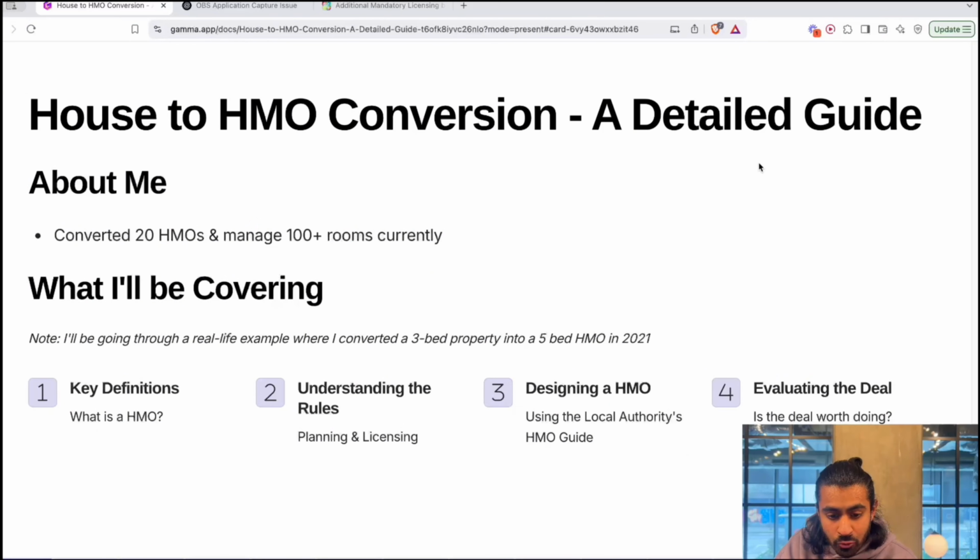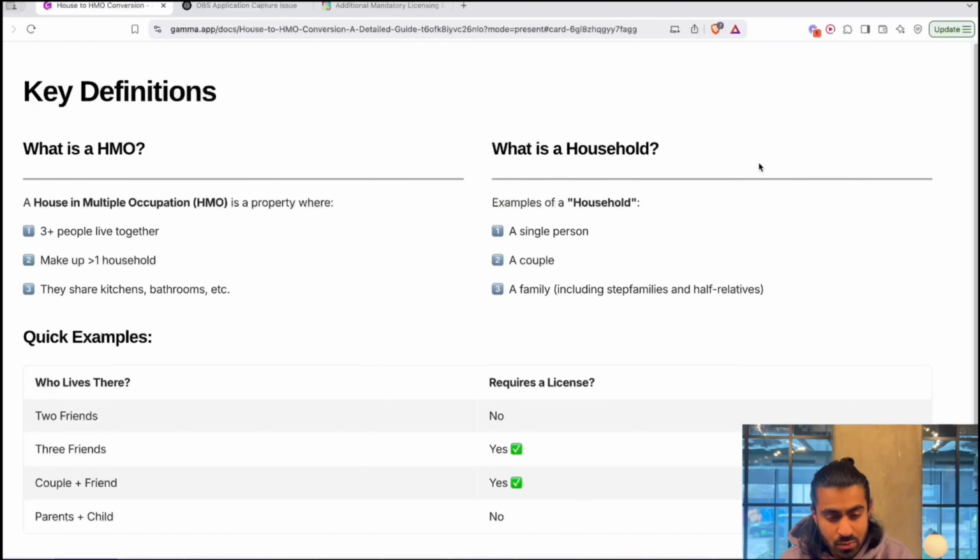So before we actually start getting into the details, let's confirm some simple key definitions. So what exactly is a HMO? Well, a HMO is a property where you have 3 conditions that must be met. If one of the 3 conditions is met, then it is not a HMO. If 2 out of 3 of the conditions are met, then it is not a HMO. If all 3 of the conditions are met, then it is indeed a HMO.